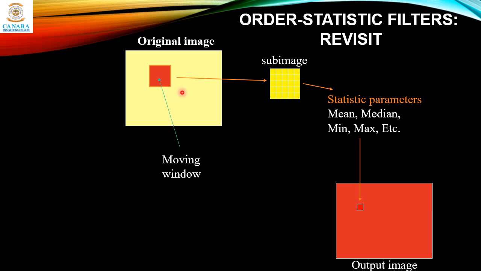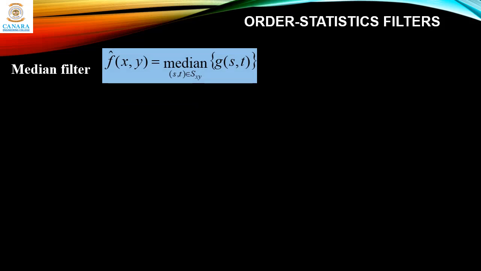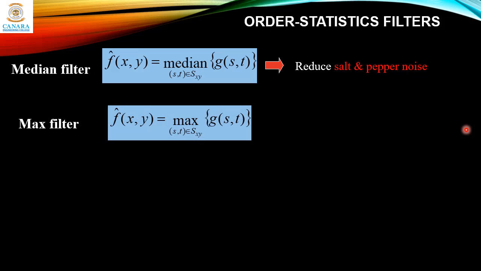Once we have obtained the mean, median, min or max, we move to the next position. Basically, we move the window like this to filter the values. The median filter is given by the expression f cap of x, y equals median of g of s, t, and it works well in reducing salt and pepper noise, as we have studied in the previous module. Next is the max filter, which picks the maximum value within that sub image of g of s, t.